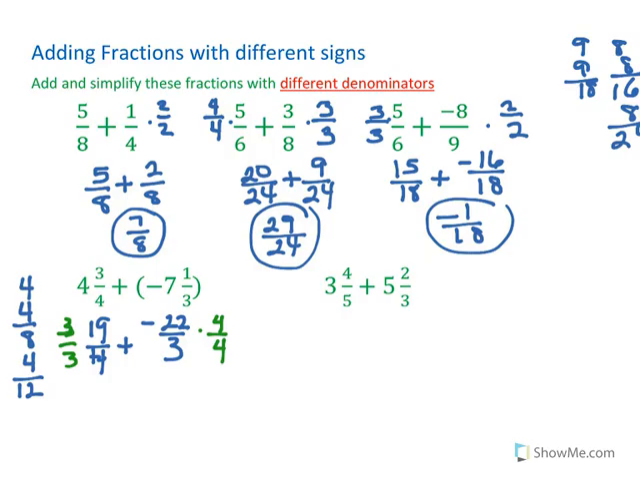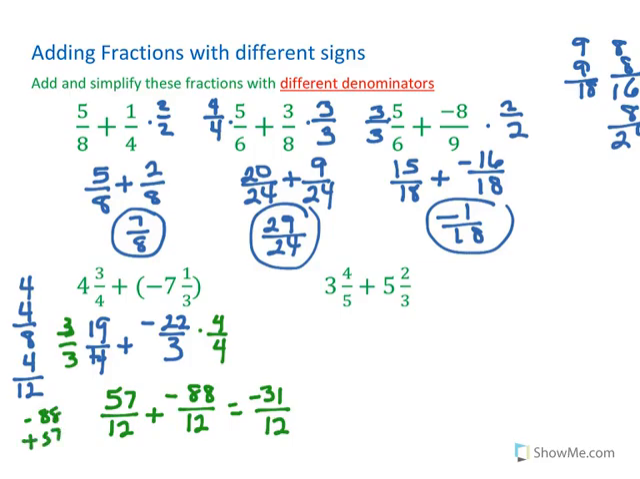All right, so 3 times 19 is going to be 57 over 12 plus a negative 88 over 12. And 57 plus a negative 88, well, those numbers have different signs, and we're going to get negative 31 over 12. You just take negative 88, and we add 57.